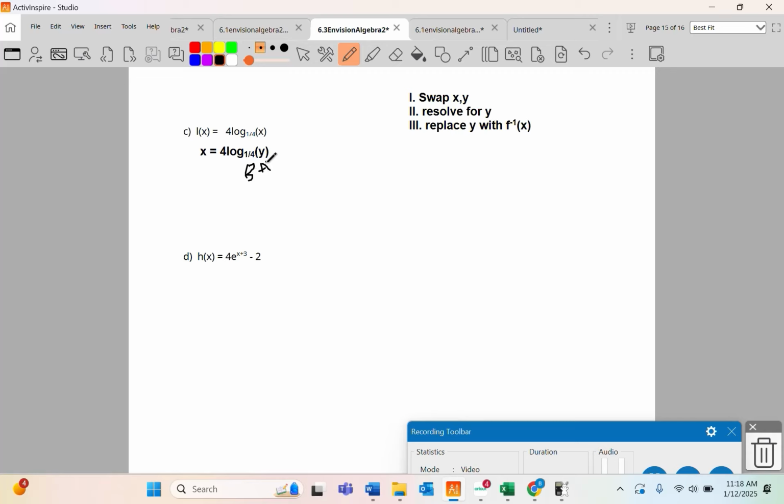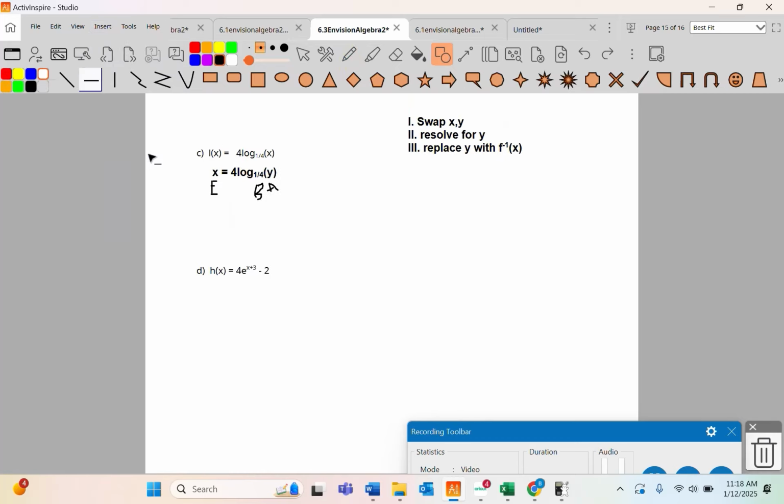1/4 is your base. Your argument is what's inside parentheses, and this must be your exponent, okay? So 1/4 to the x. Oops.